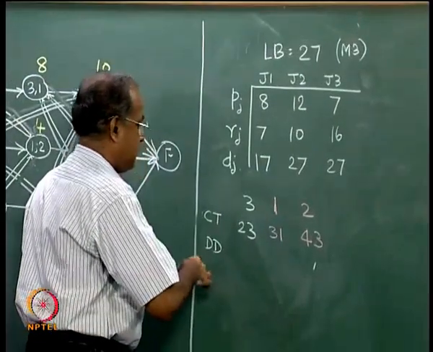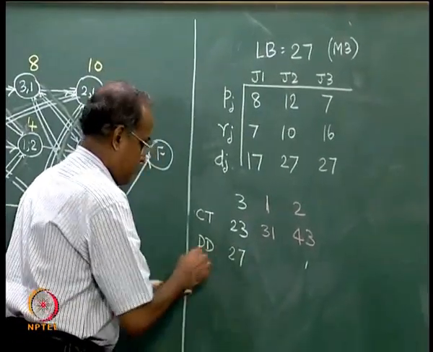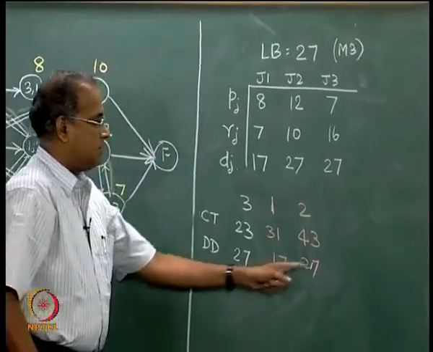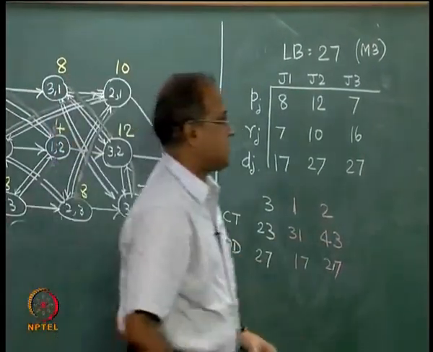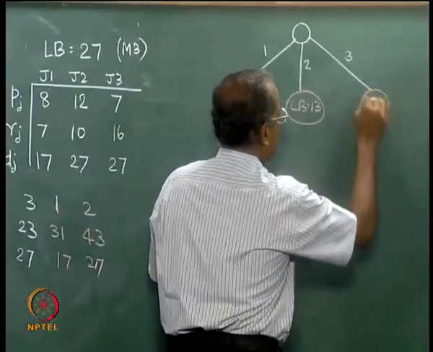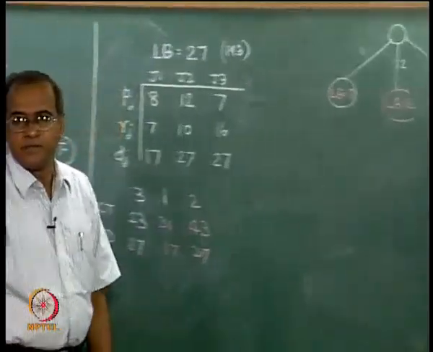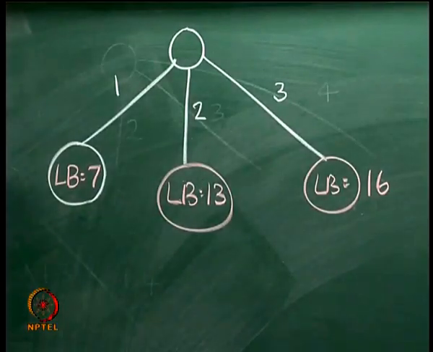Due dates are 27, 17, 27. So this is 16, so L max is 16, so lower bound is 16. So we have to proceed from here.